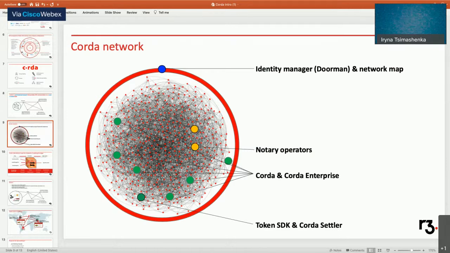There is a network map. You might think of it as an address book, which is available to all nodes on the network and allows them to find and interact with other counterparties. There are notary operators, organizations and entities providing notary services, uniqueness consensus on the Corda network. It could be a contributed service, a pool of counterparties running on a pluggable consensus algorithm, a regulator, or a trusted third party.